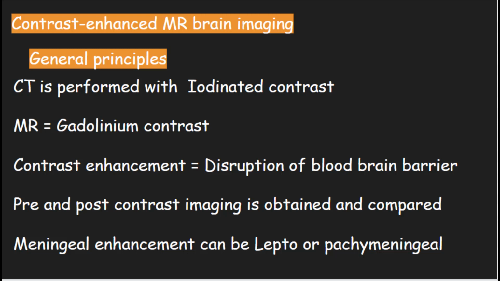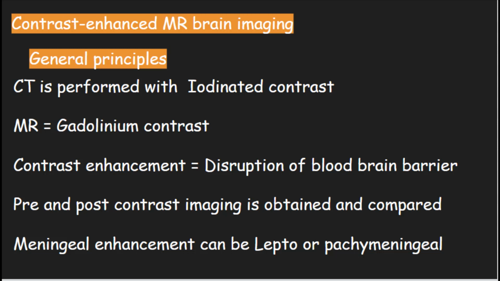So now let's discuss contrast-enhanced MR brain imaging in a little bit more details. We have already briefly touched this topic when we discussed T1 weighted sequence. MRI uses gadolinium contrast in contrast to CT scan, which is performed with iodinated contrast. If there is any difference in color between pre and post contrast images, that means that disruption of blood-brain barrier have taken place and contrast leaked out.